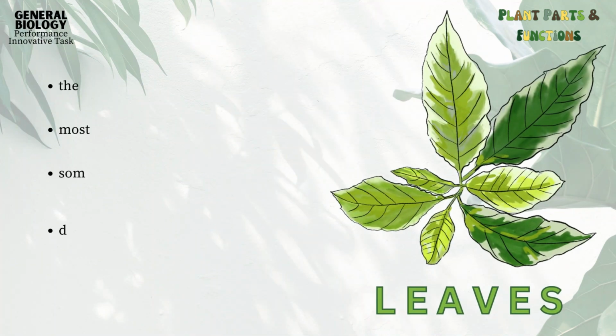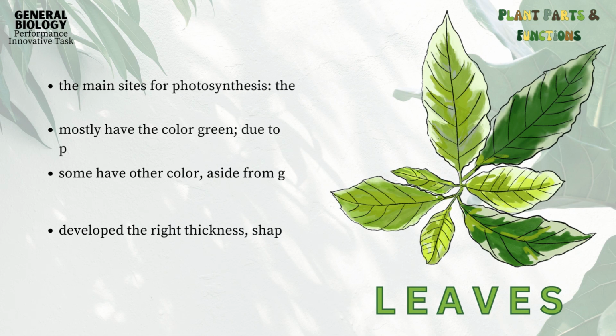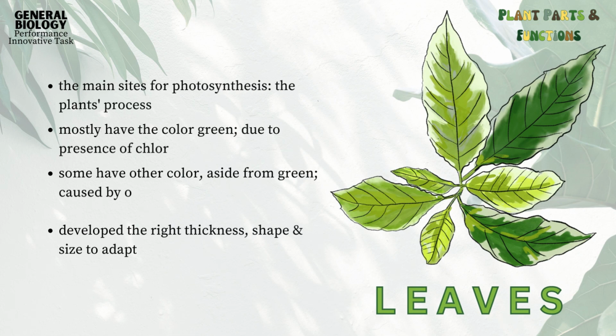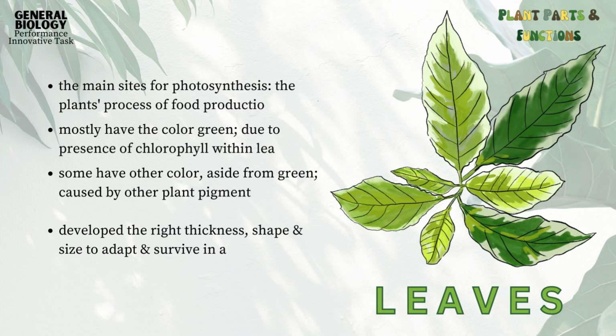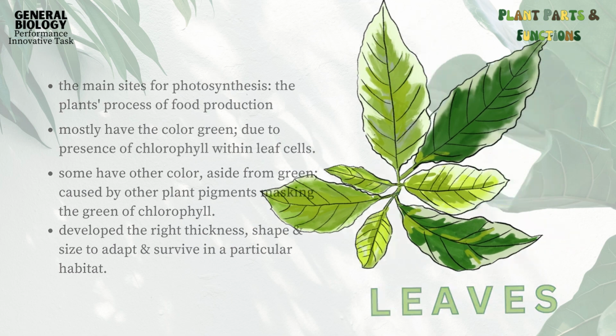Leaves. Leaves are the main sites for photosynthesis, the process by which plants synthesize food. Most leaves are usually green, due to the presence of chlorophyll in the leaf cells. However, some leaves may have different colors, caused by other plant pigments that mask the green chlorophyll. The thickness, shape, and size of leaves are adapted to the environment. Each variation helps a plant species maximize its chances of survival in a particular habitat.